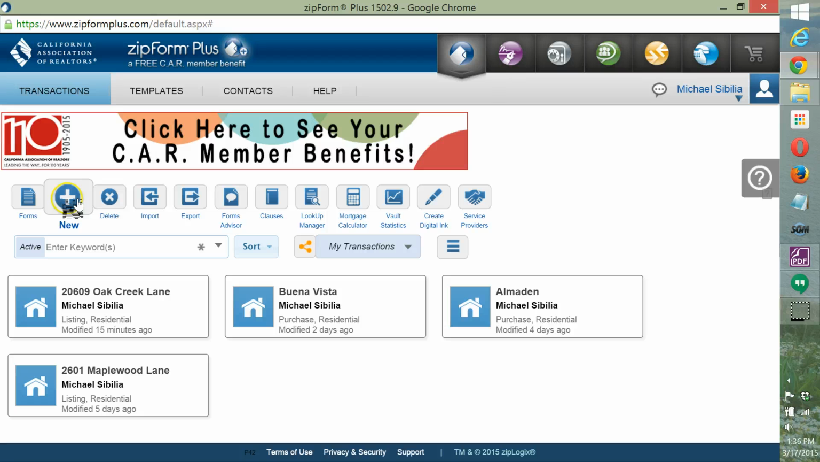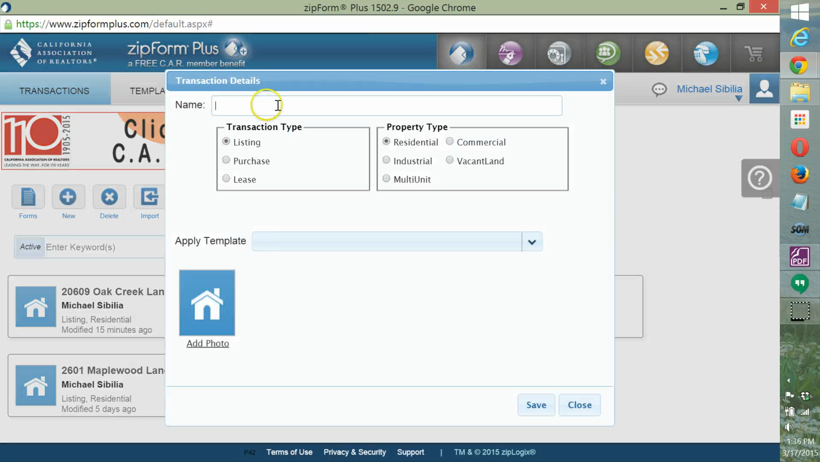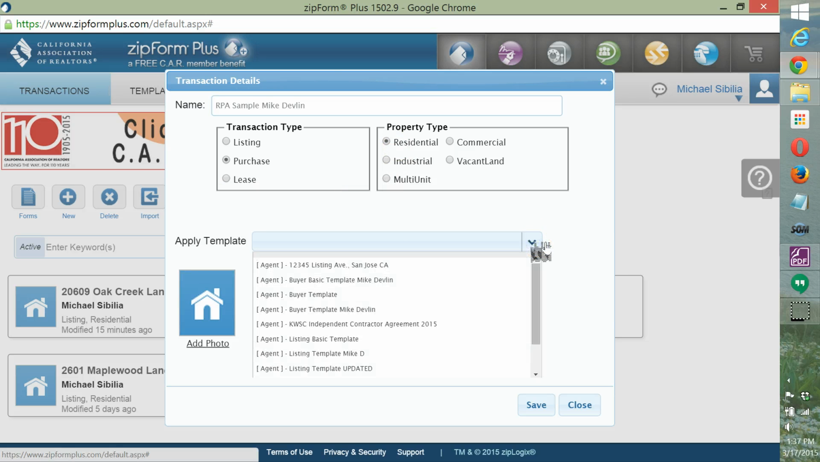and we're going to go to a transaction, and we're going to click on a new transaction. And it's going to ask us what do we want to do, and I'm just going to call this RPA sample. I'm going to try and spell it, S-A-M-P-L-E, and Mike Devlin. And we're going to say it's a purchase contract. We're going to leave it as residential, and we're going to look at the different templates.